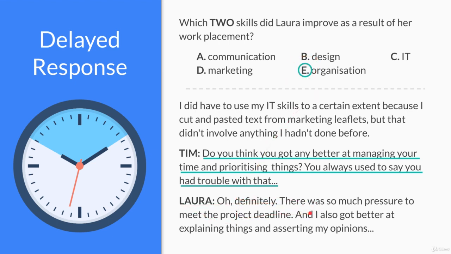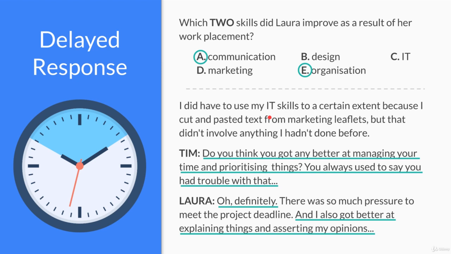Then down here, we have our second answer. Laura says, "Oh, definitely. There was so much pressure to meet the project deadline. And I also got better at explaining things and asserting my opinions." What is that synonym language for? Got better at explaining things and asserting my opinions. Can you guess? That is synonym language for A, communication. So that is the correct answer there.